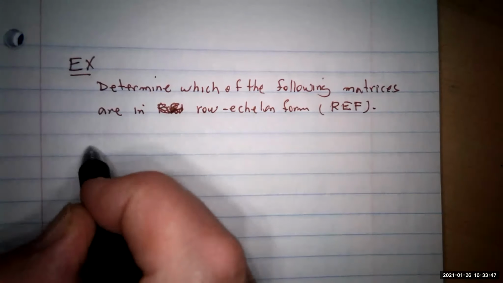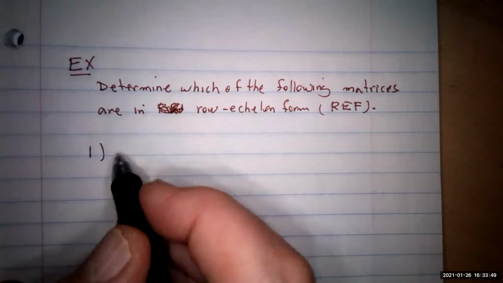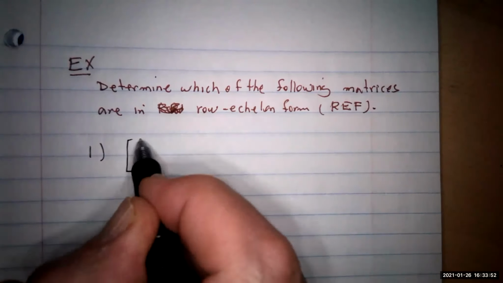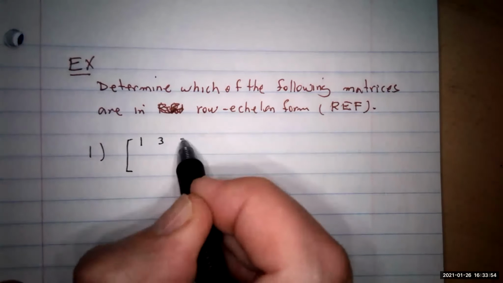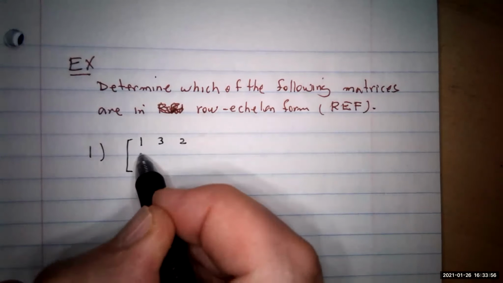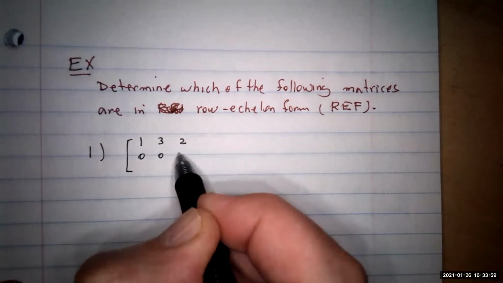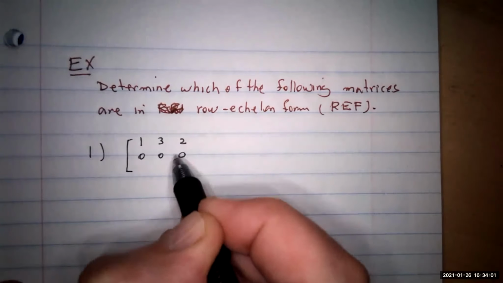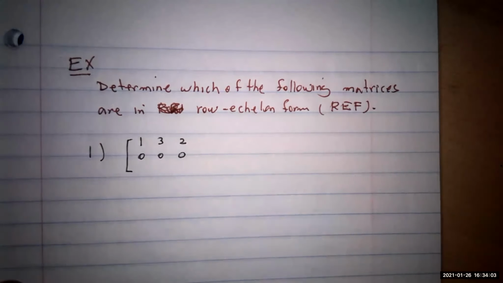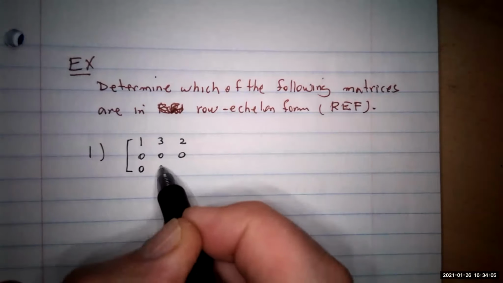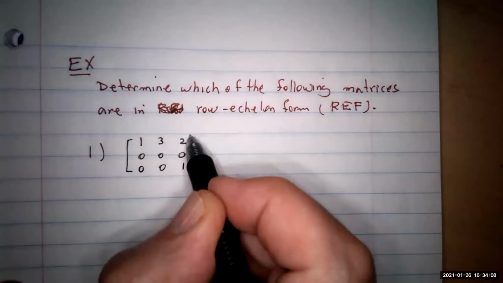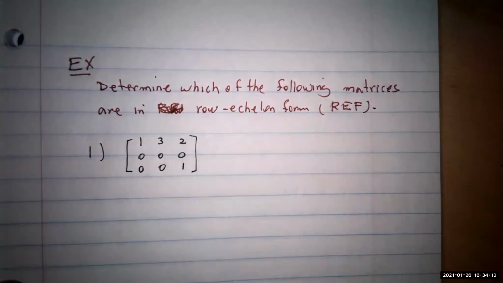Okay, let's check. The first one is this: we have 1, 3, 2. Then we get a 0, 0, 0. And this is going to be 0, 0, 1. This is it.